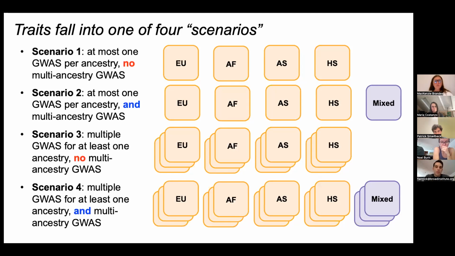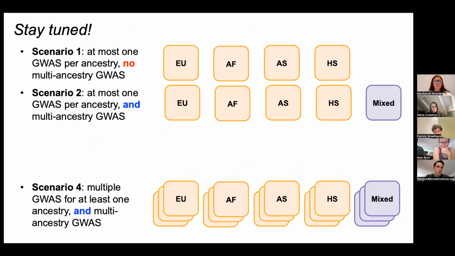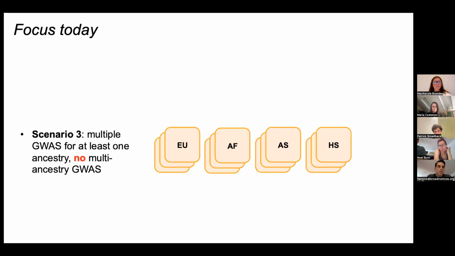But for the purposes of today, we do not yet have any results for these first 2 scenarios. This is something we want to look into though, because the ability to do transethnic analyses with data that haven't been previously combined is probably noteworthy. But today I'm going to be focusing on scenario 3, because our real goal here is to evaluate how well this overlap detection algorithm is working.